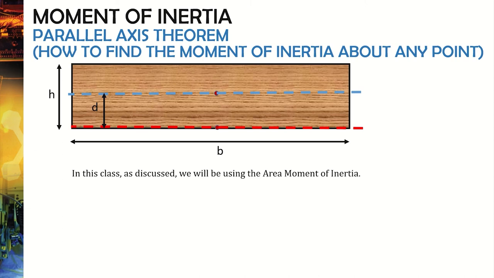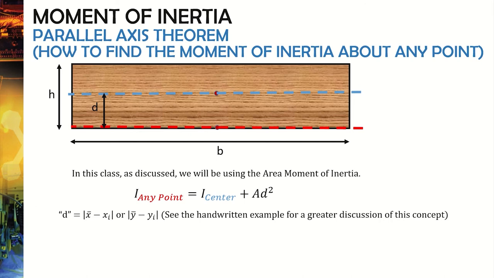Essentially, our equation just becomes the following, that the moment of inertia of a shape about any point or axis is equal to the moment of inertia about its center plus A d squared. So really all that's changed is instead of m d squared, we now have A d squared. So that distance d is usually referring to the distance between the x bar of the whole system minus x_i of a particular shape, which I'll explain more in the handwritten solution in a minute.